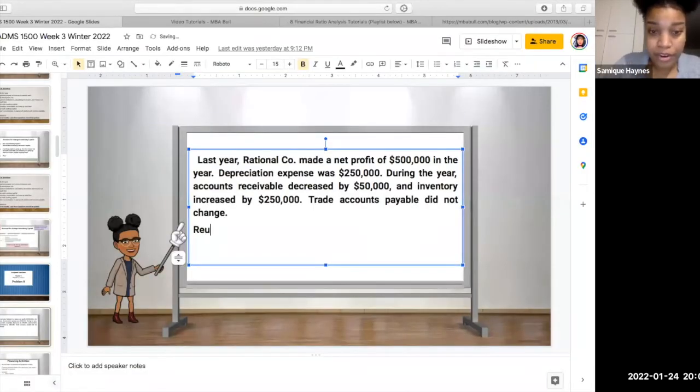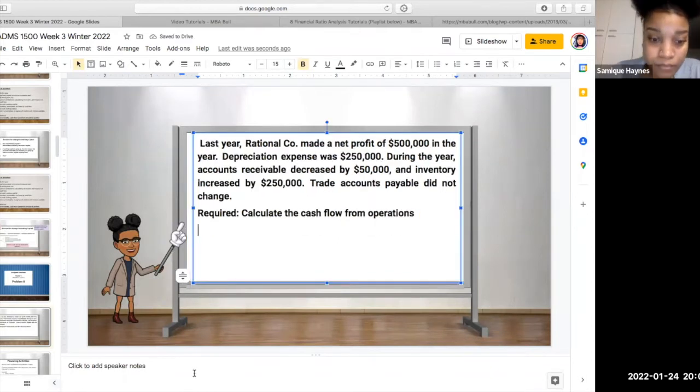So required, calculate the cash flow from operations. So drop your number in the chat. What do you think the answer is? What's the cash flow from operations? Somebody said 50,000. I'm waiting for more responses. 550,000, a couple people think, okay. All right, so most people think 550,000.